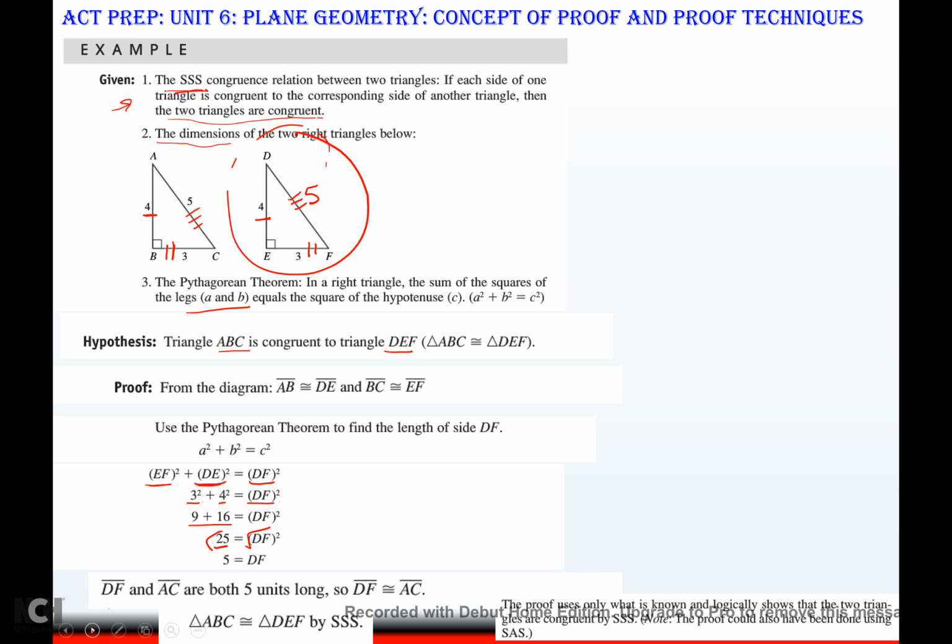Okay? And the proof uses only what is known and logically shows that the two triangles are congruent by side-side-side. You could have also done side-angle-side, because you know this side is congruent to this side, this angle is congruent to this angle, and this side is congruent to that side.